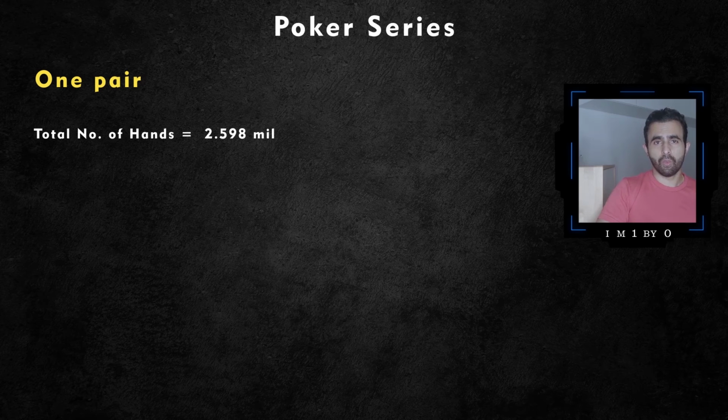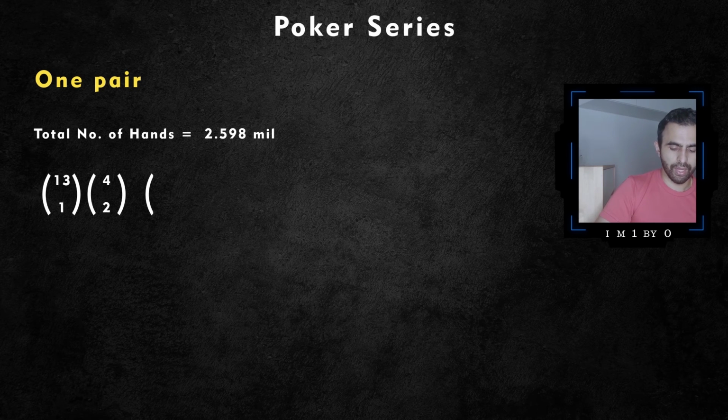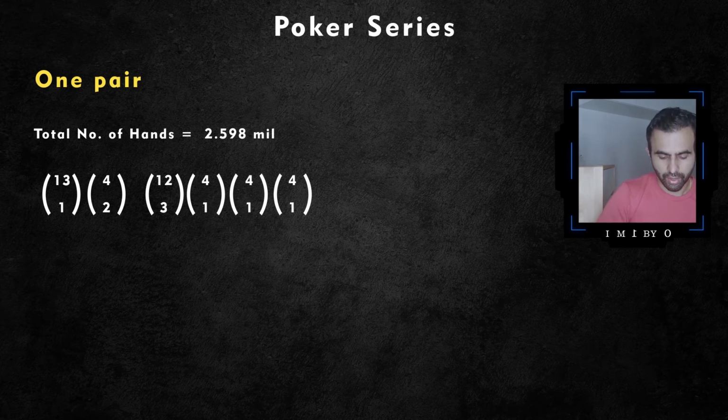Now, when you get a one pair, you need to break the probability down into parts. And this can be a little irritating, but let's try. So I'll write the formula down first. It's 13 choose 1 into 4 choose 2 into 12 choose 3 into 4 choose 1 into 4 choose 1 into 4 choose 1. Okay, now this looks very drastic and pretty big, the formula, right? But let's break it down into sequences.